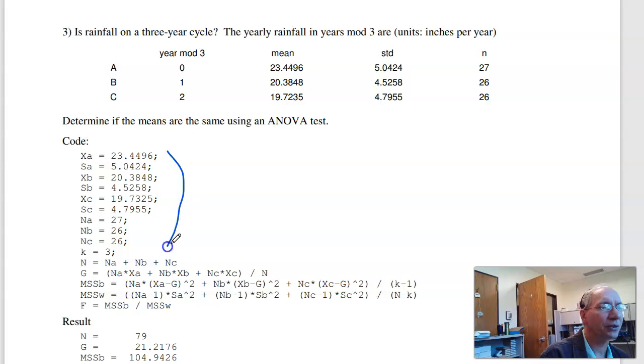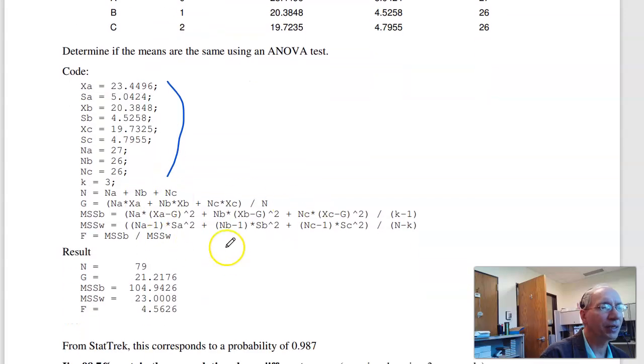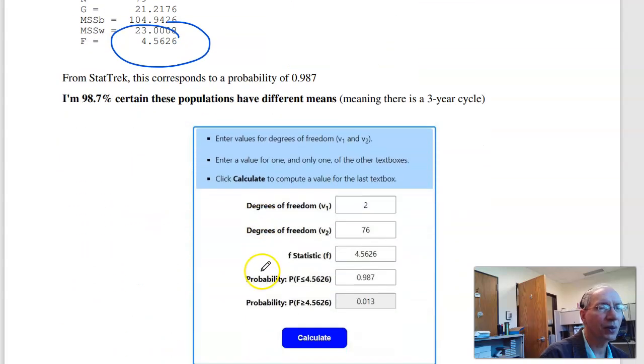Throw that into MATLAB, grind it out, I get an F-score of 4.56. What that means is 3 columns, 2 degrees of freedom, n minus k, data points, 76. The F-score is 4.56. Probability, 98.7%. Which I find kind of surprising.